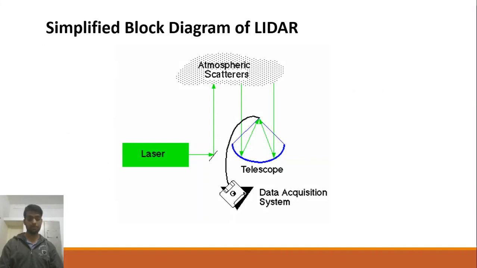I will be using the simplified version of a LiDAR system to explain the fundamental principle of it. It consists of three major components: laser, telescope, and data acquisition system. The laser transmits the signal towards some distinct object, here in the case atmospheric scatter, and the signal gets scattered and detected by the telescope. The distance of the distinct object can be measured by noting the time the signal takes for traversing the distance between the transmitter and the target.